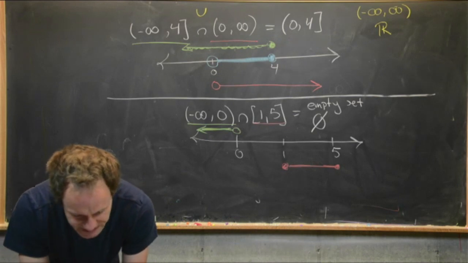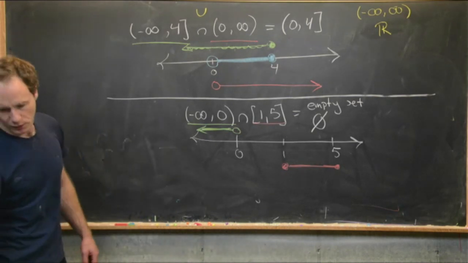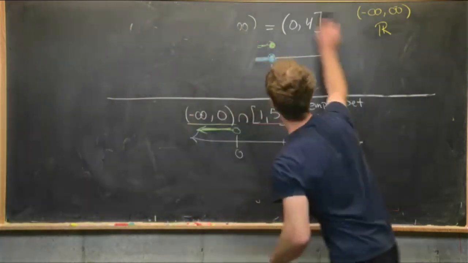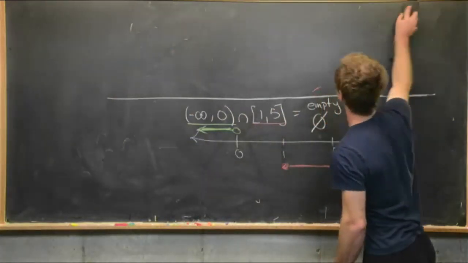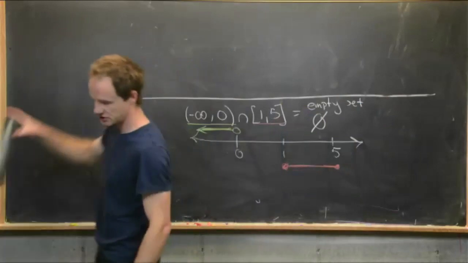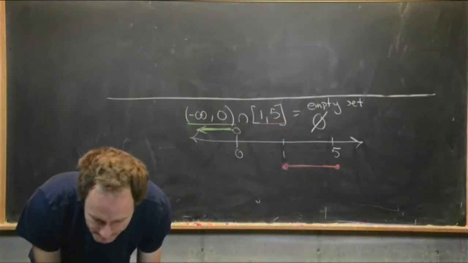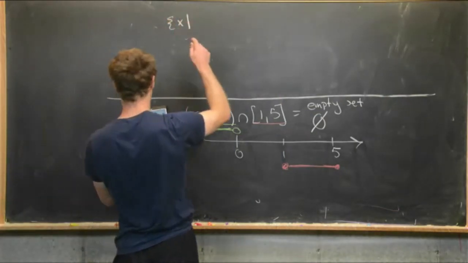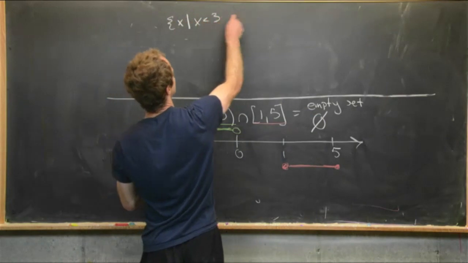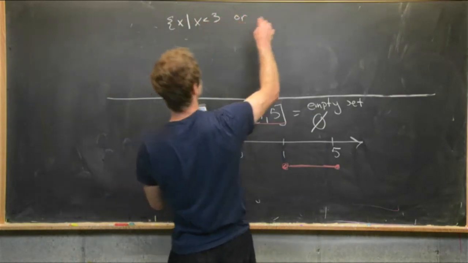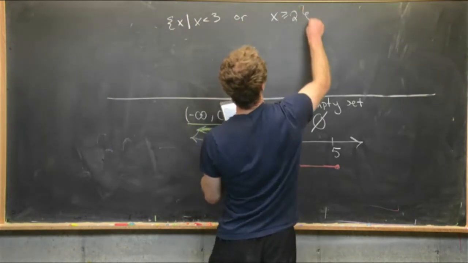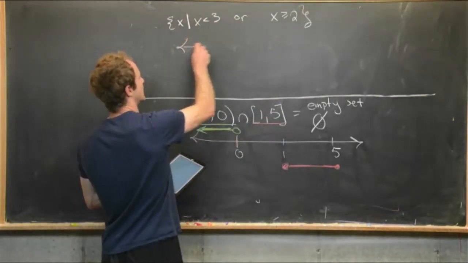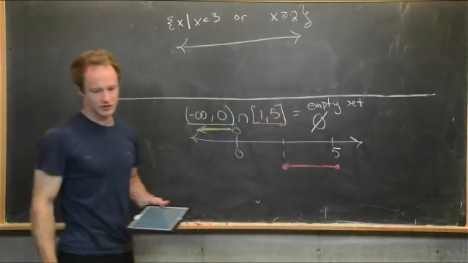So maybe we'll do this third one from the second bullet point real quick before we move on. That's like taking something in set builder notation and then rewriting it in interval notation. So let's see, we've got x such that x is less than 3 or x is bigger than or equal to 2. Okay, so again, let's see what that restriction is going to be.